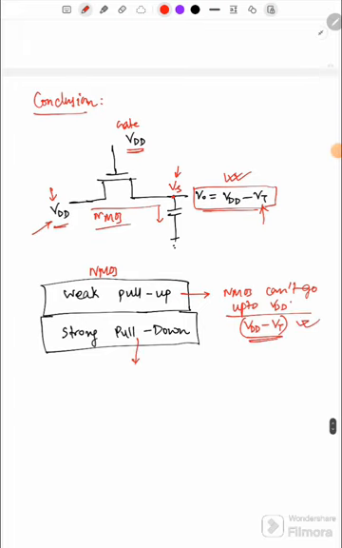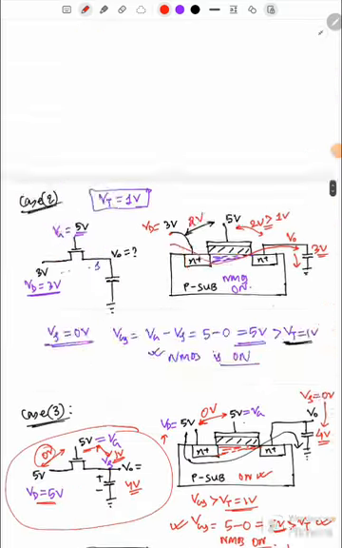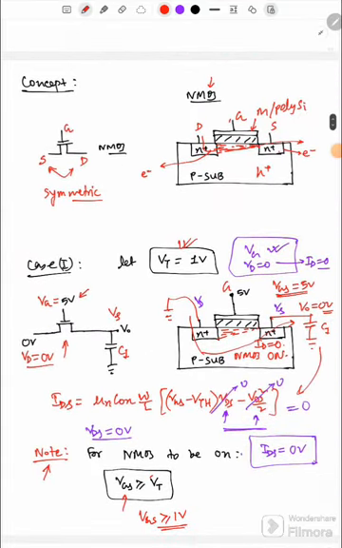But it has strong pull-down. Here we will not need it. Strong pull-down means if we apply 0 volt to VD, then the source will also have 0 volt. We have seen from here, we applied 0 volt, and the source has gone to 0 volt.